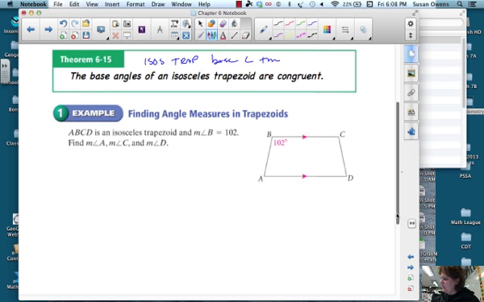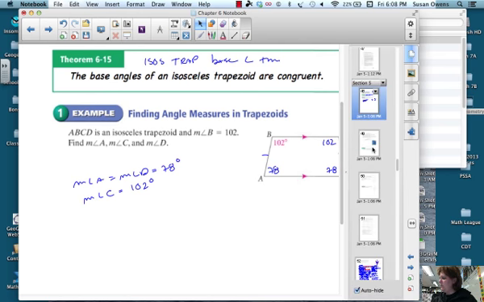So if this is an isosceles trapezoid and these are my congruent sides, that means this also has to be 102. And because the parallel lines, the same side interior angles are supplementary, I also know this is 78 and this is 78. So we have the measure of angle A equals the measure of angle D equals 78 degrees. And we also know that the measure of angle C is 102 degrees.